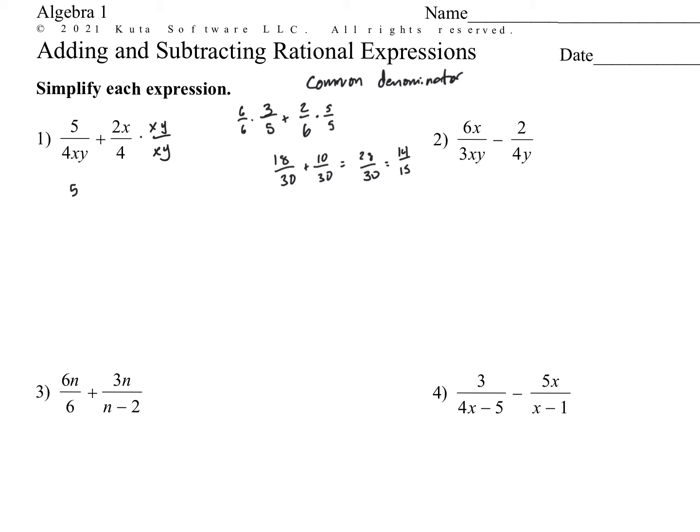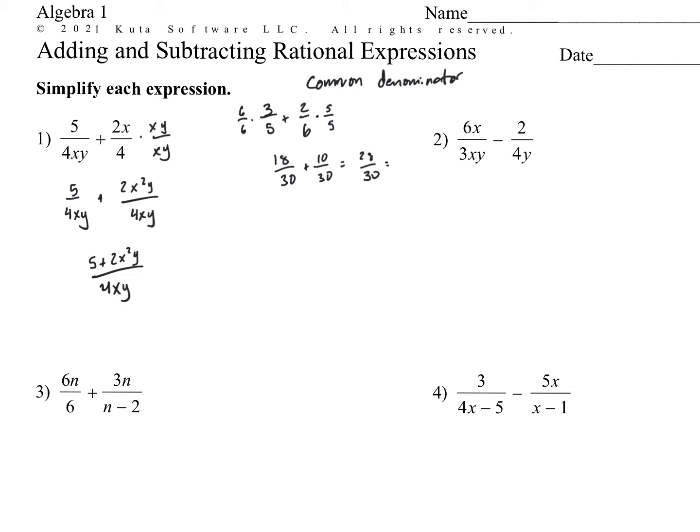So now I have 5 over 4xy plus 2x squared y over 4xy. Now that they have the same common denominator, I can put them together, and I have 5 plus 2x squared y over 4xy. Now I can't simplify anything any further because the x's and the y's are wrapped up in addition and subtraction in your numerator. So this is as far as you can go.